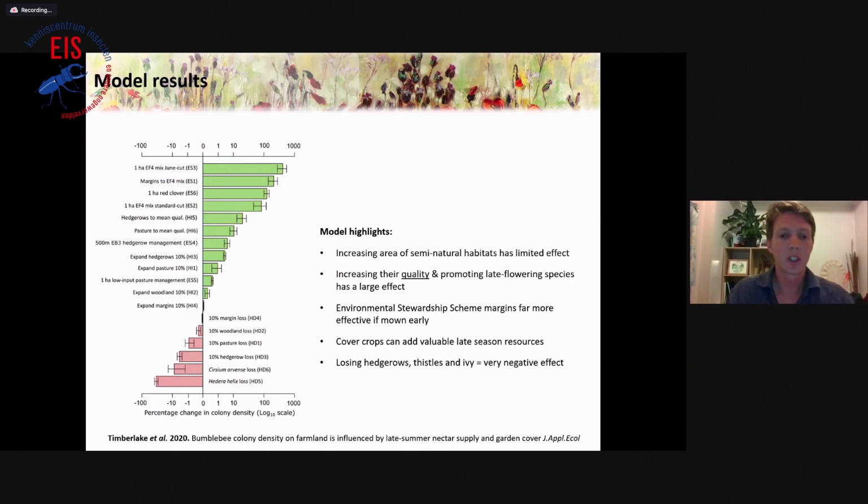We also modeled a few scenarios of habitat degradation and loss to see how that would affect bumblebee populations. We found that losing hedgerows had the greatest effect on bumblebee populations, because this is the most important habitat for providing resources in the late summer. We also found that thistles and ivy were extremely important in that late summer, and losing these was predicted to have a very negative effect on bumblebee populations.